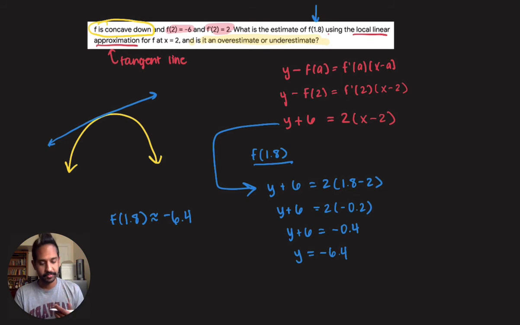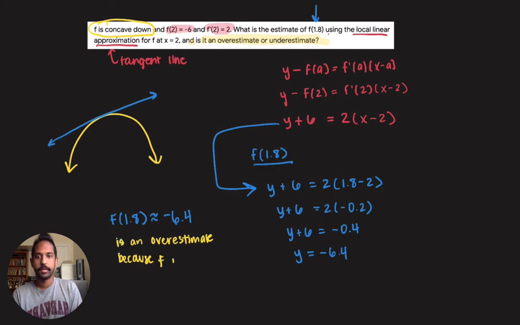Since it's above the function, this -6.4 is, I'm going to write this in yellow because it is an overestimate, because f is concave down. Because our tangent line is always where? It's always above when it's concave down.